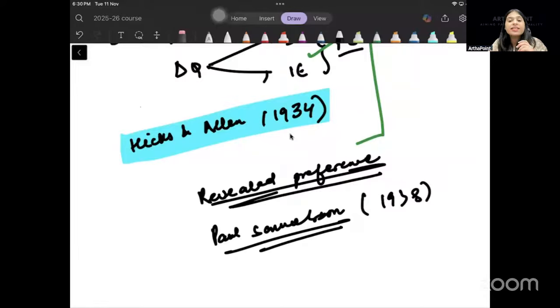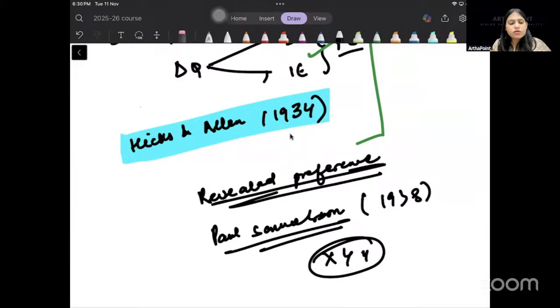And उन्होंने ये बात की कि utility can be inferred. माने आप मुझे बता दो कि bundle X is preferred over Y, तो इसका क्या meaning है? How do revealed preferences work? That first time it came by Paul Samuelson. ठीक है.